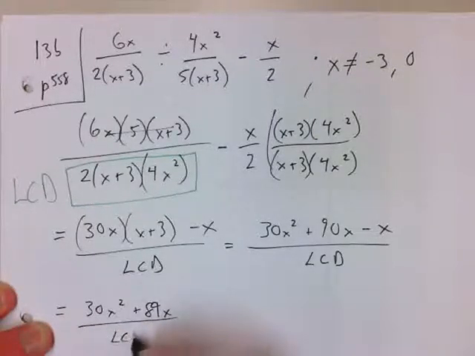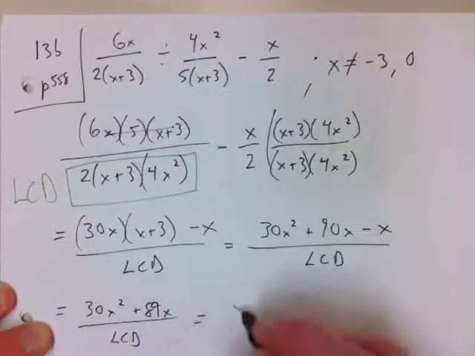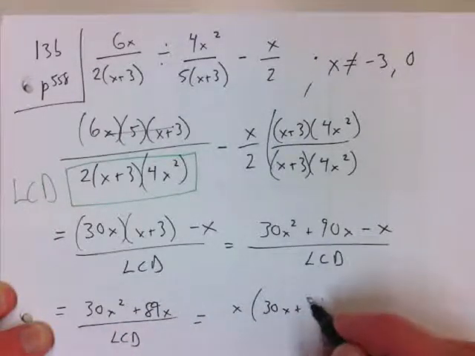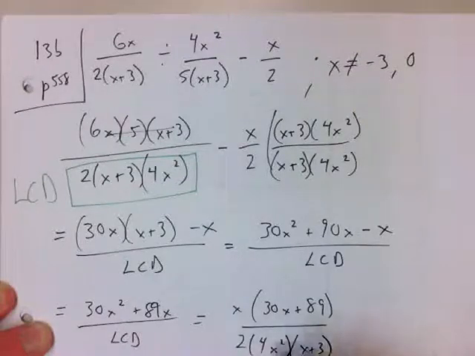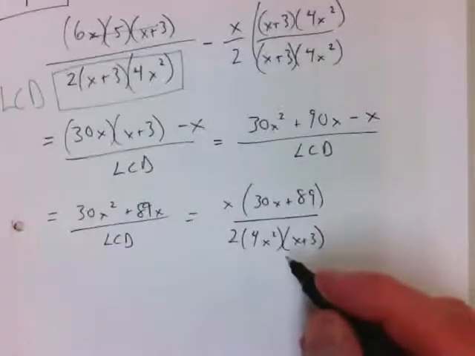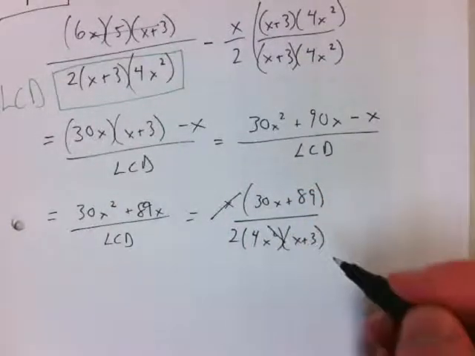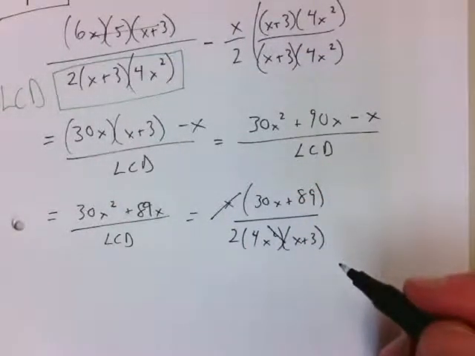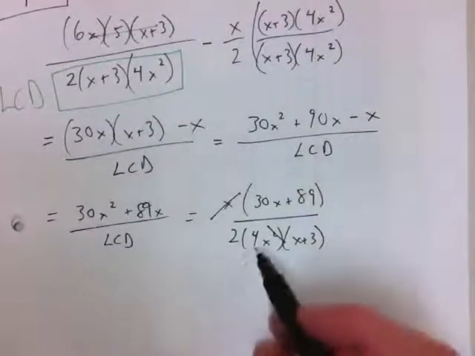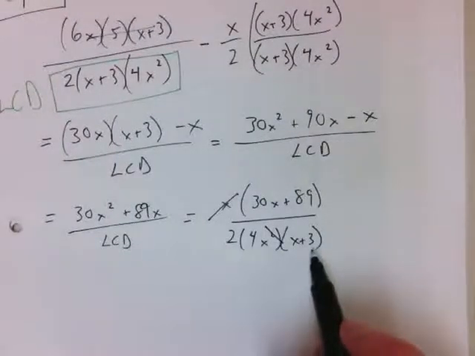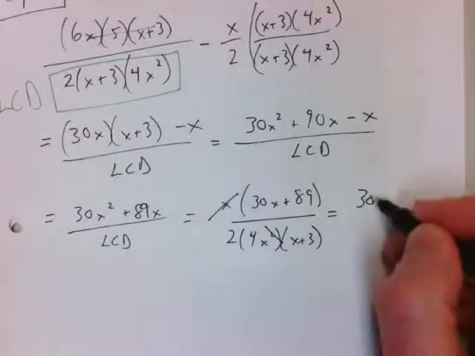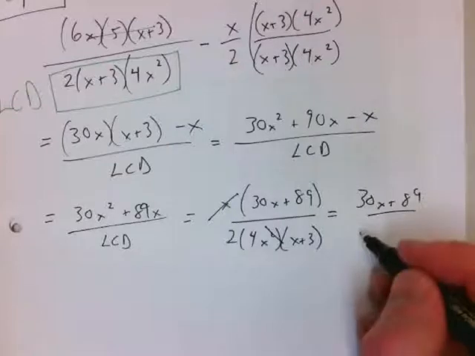All over our LCD. Well, guess what? There's an x that we can at least factor out of here. So it's x times 30x plus 89 over 2 times 4x squared times x plus 3. I didn't change the order on purpose. I just goofed. This x can cancel with that squared. So this will be 8x squared plus 24x on the bottom. Doesn't matter. 30x plus 89 is just an ugly looking thing.